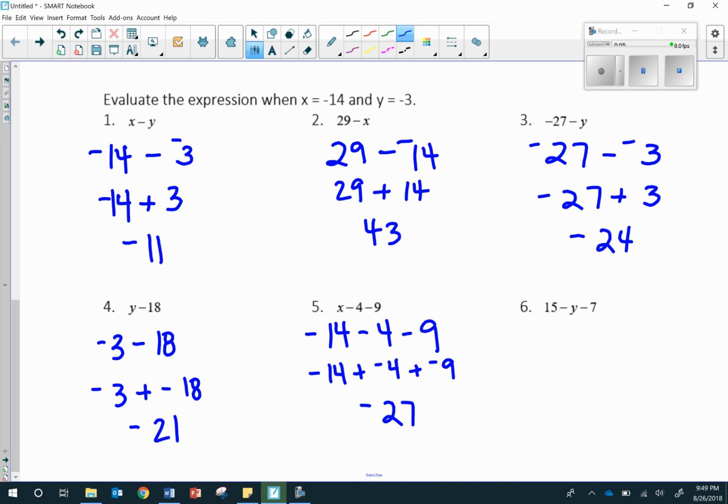Number 6, we're going to continue doing the exact same thing. 15 minus, substitute for y, negative 3 minus 7. 15 plus the opposite of negative 3, which is 3, minus 7. We have 18 minus 7, which is 11.